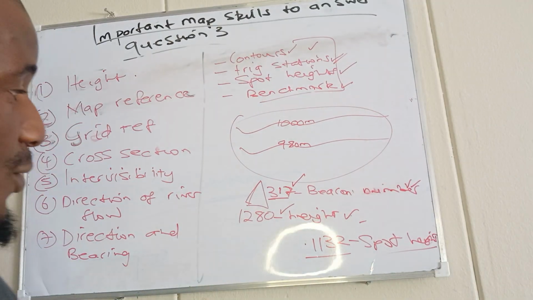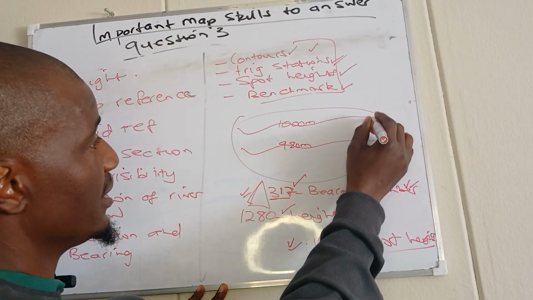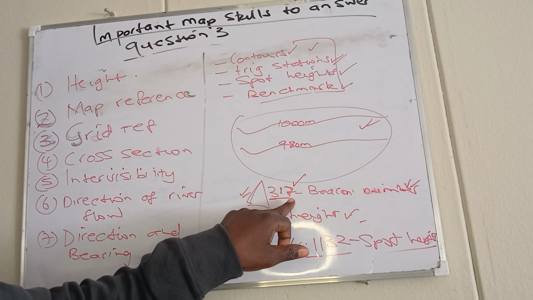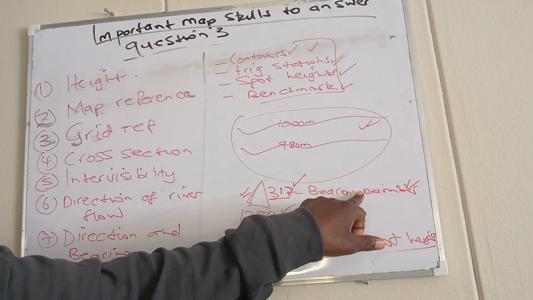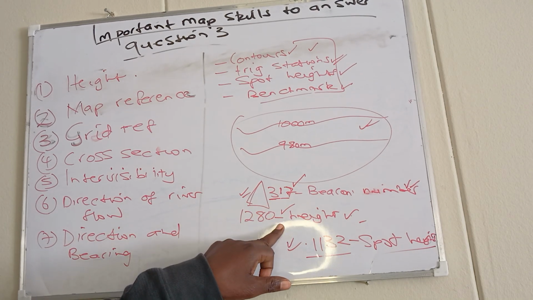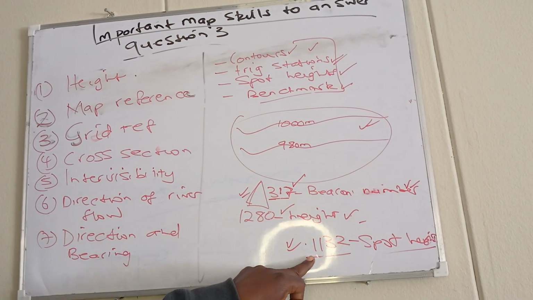Spot height 1132. You can see the way a spot height is shown. This is your trig station. This is your contours, your contour line. Okay, so they can say trig station 313, which is the beacon number. Most of you end up using the beacon number as the height, which is wrong. Normally they give you the trig station 313, which is the beacon number, and spot height 1132.